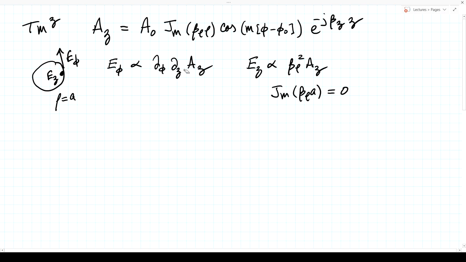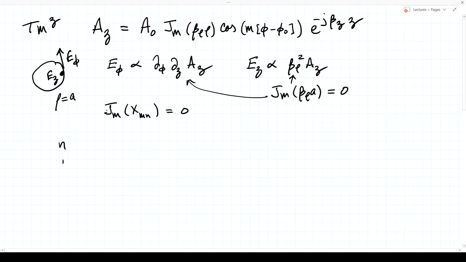And how about this one? Well, this has two derivatives, but they're in phi and z, so they don't touch the rho factor. So after taking these derivatives, we still have that J_m of beta rho a has to be equal to zero. That condition will satisfy both of these tangential components being equal to zero. So we need the zeros now not of the derivative of J_m, but of J_m itself. Let's say that J_m of chi_mn is equal to zero, are the zeros of these functions.